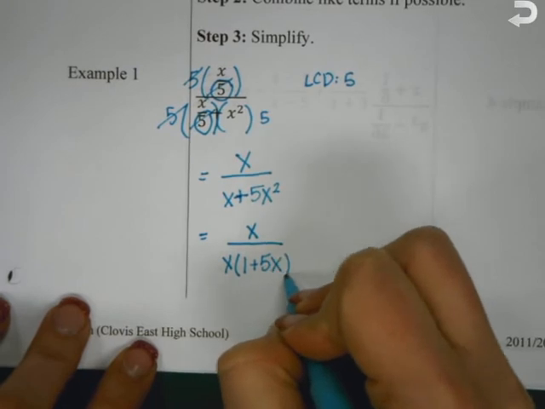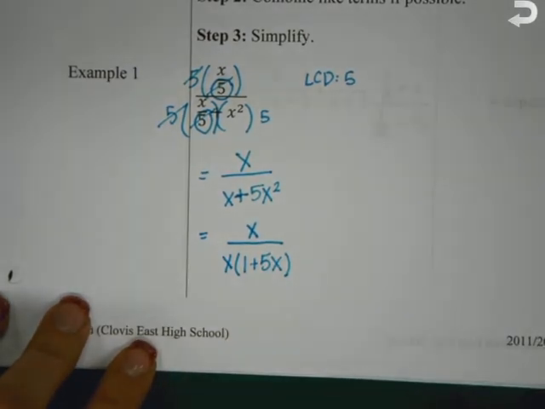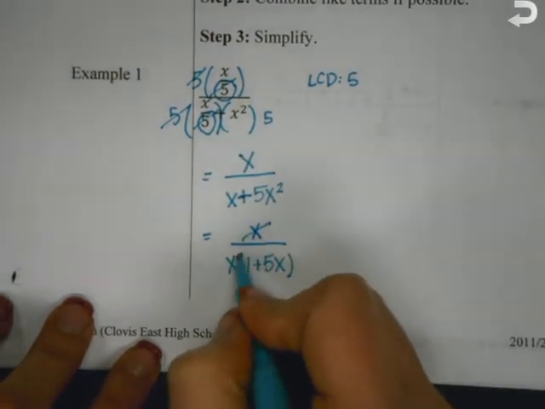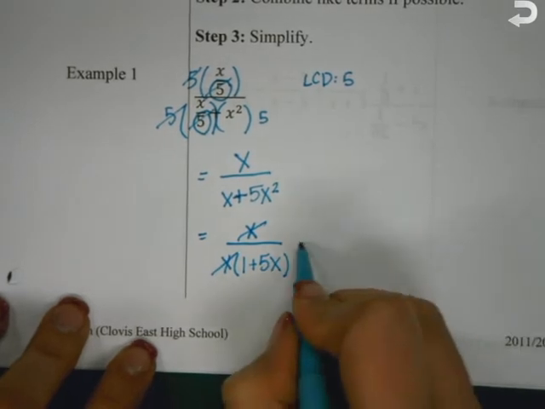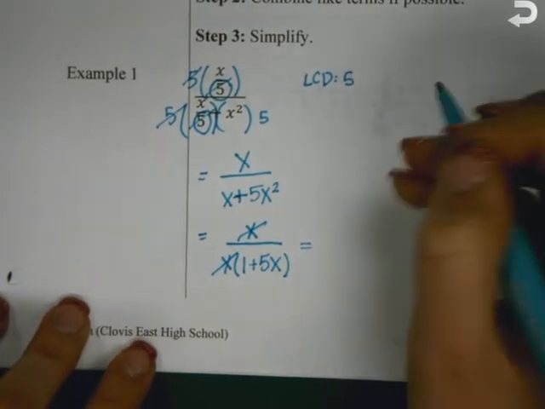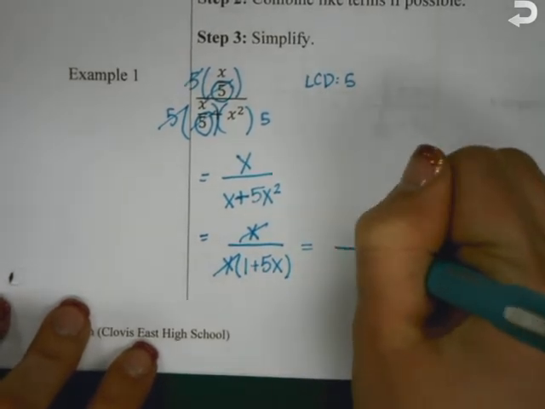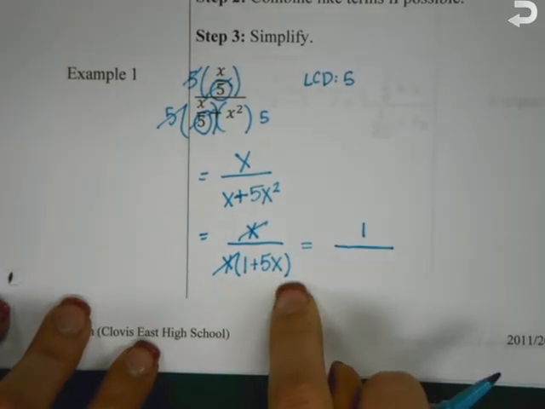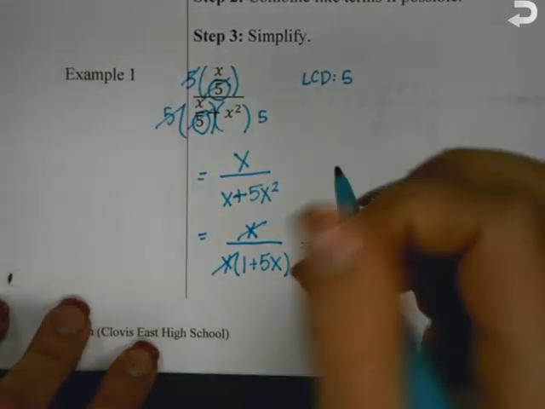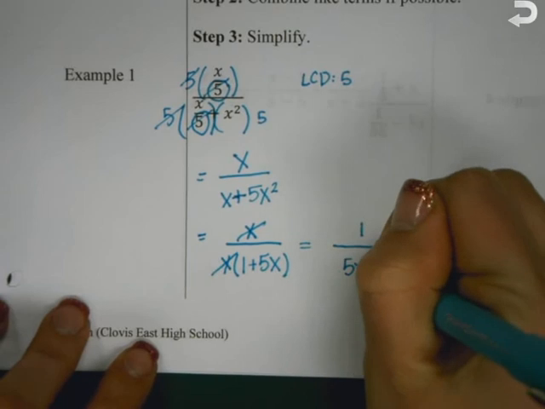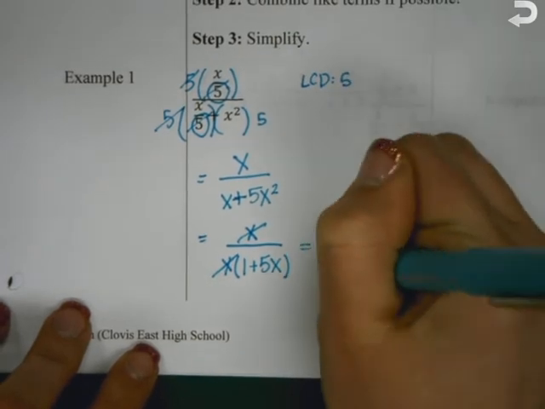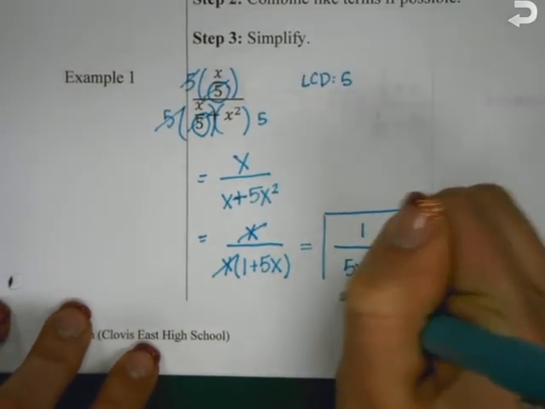And now what? Those x's cancel. So what's left in the numerator? A 1 over 1 plus 5x, or we like to write the x's in front so we can actually flip them to become 5x plus 1. Same thing. And that's our answer.